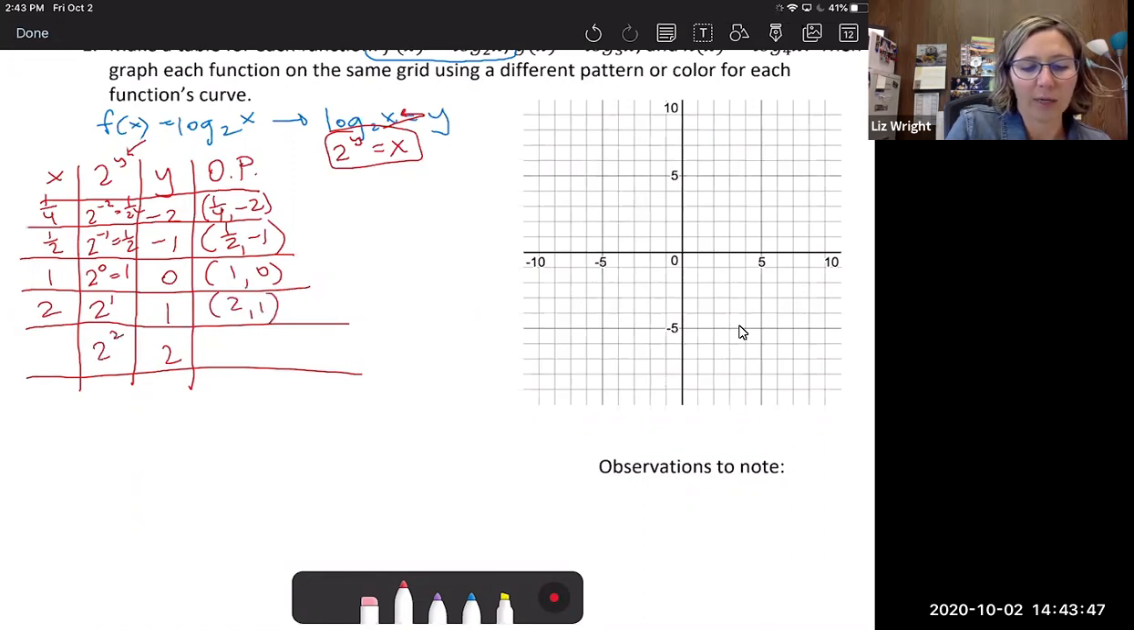Then we have 2 squared. That's going to give us 4. Then we're going to have 4, 2. All right, so let's go graph those. Keep in mind our next 2 points.